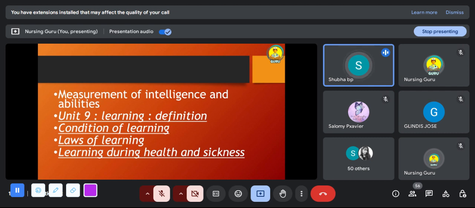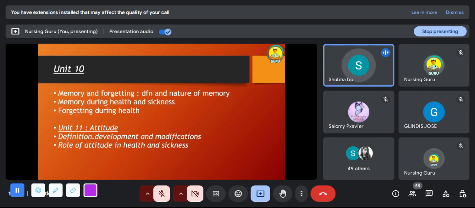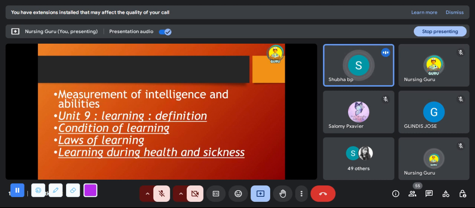So what are the factors that affect learning when you are in good condition and when you are in sickness? These are the things you are going to study in unit 9. So in unit 9, you can expect questions on learning, theories and laws.